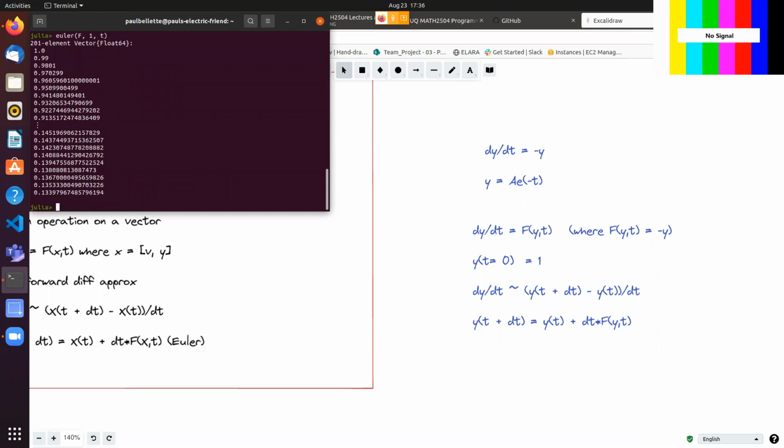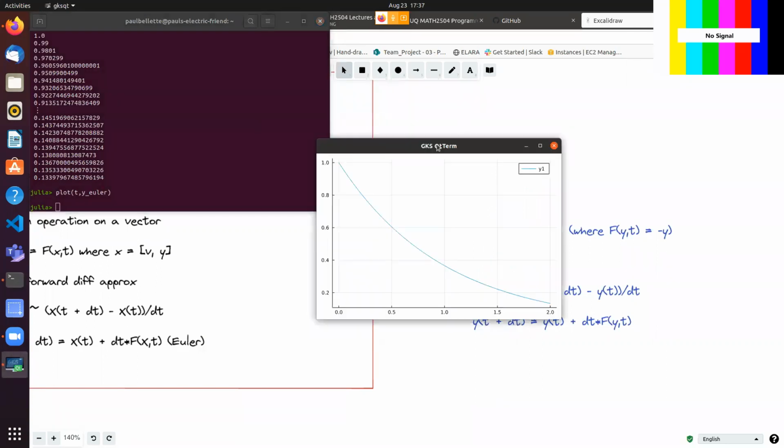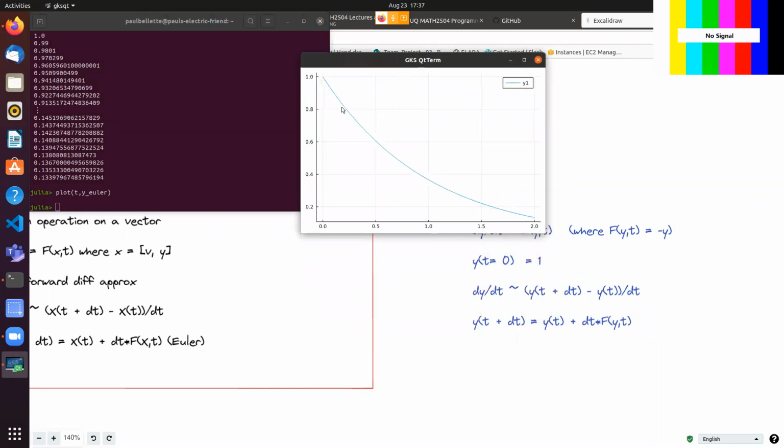Cool, so we get some output. Hopefully that looks right. So let's check what we got. Y, Euler. Okay, so we could go plot t, see what happens. Plotting is really slow to start. Hey, so we got that. That looks reasonable. So, you know, we'll check it.